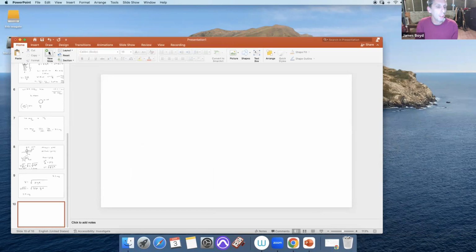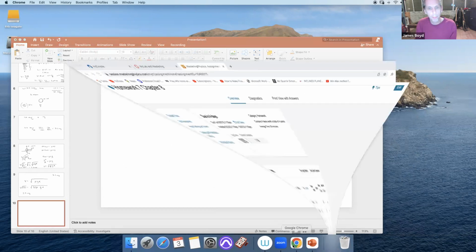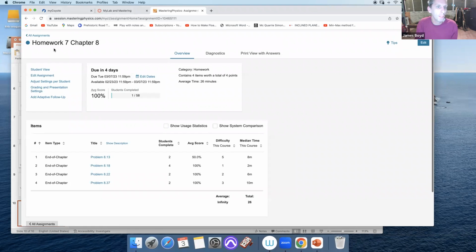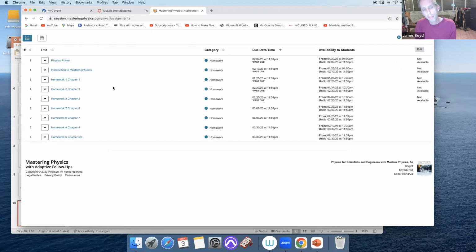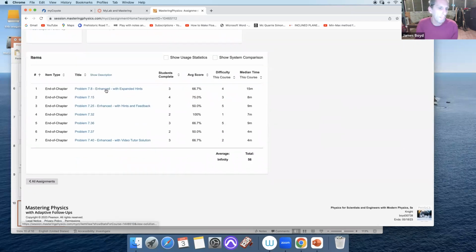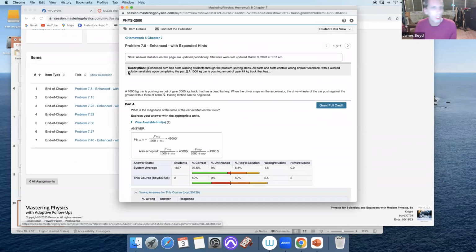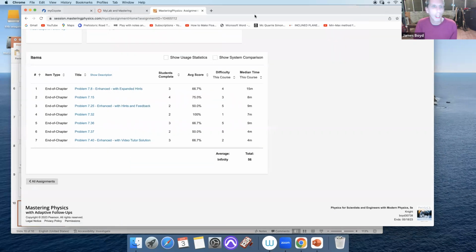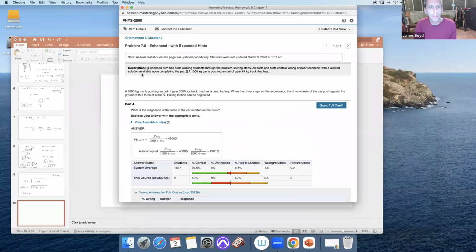Onward to, now we're going back to chapter 7. In chapter 7 was all friction, homework 6, and we have 7 problems here. Hopefully I won't be so scatterbrained. I don't know why I'm so scatterbrained right now, but in this problem, we have a 1,000-kilogram car. It's pushing an out of gear truck. So it's pushing a truck that can roll.